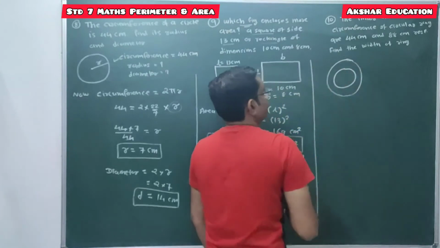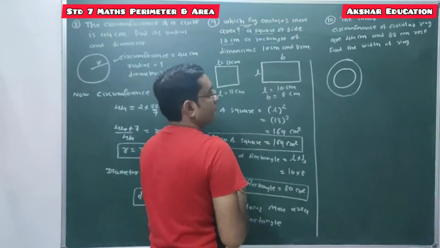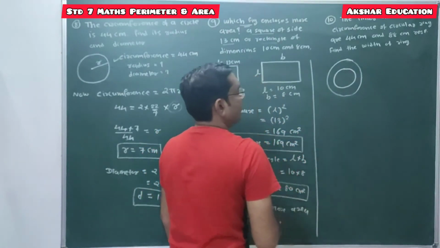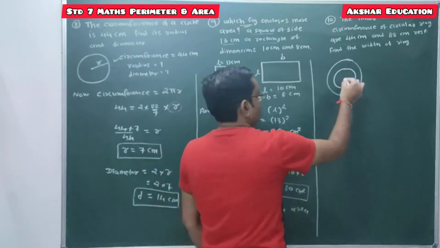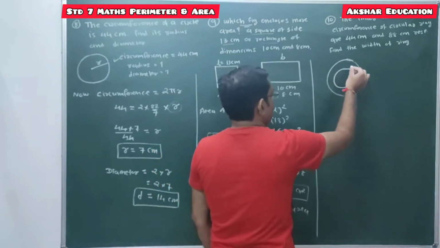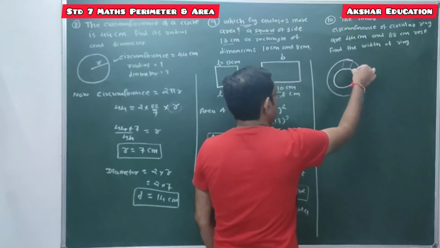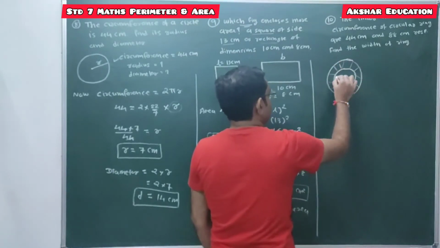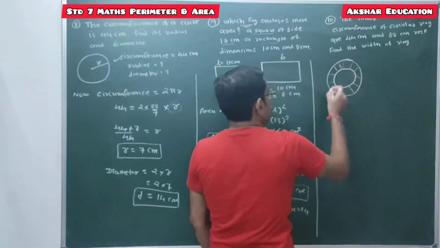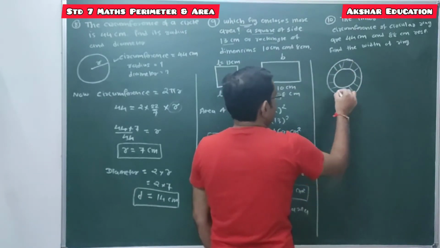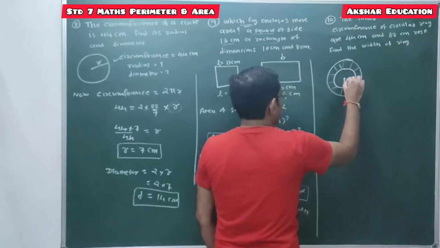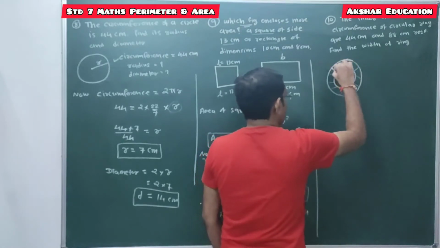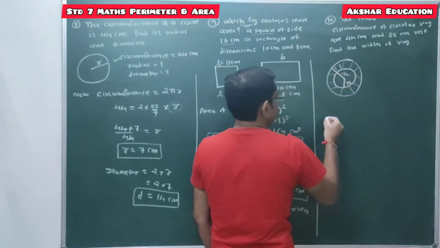So circular ring, inner and outer circumference of circular ring are 44 centimeter and 88 centimeter. So this is inner circle, this is outer circle. So this is one ring, you can consider it as a ring. So this is inner circumference and this is outer circumference. Suppose the inner radius is R1 and the outer radius is R2.